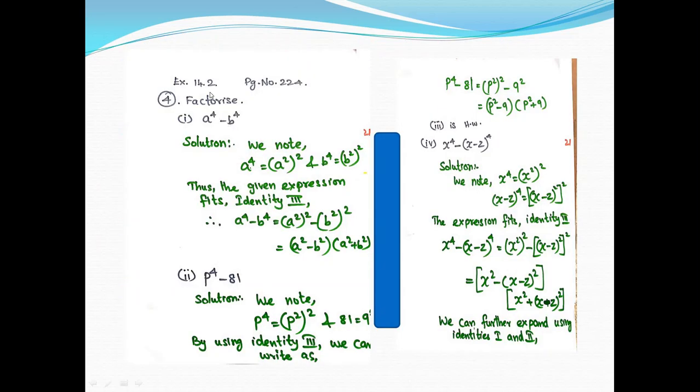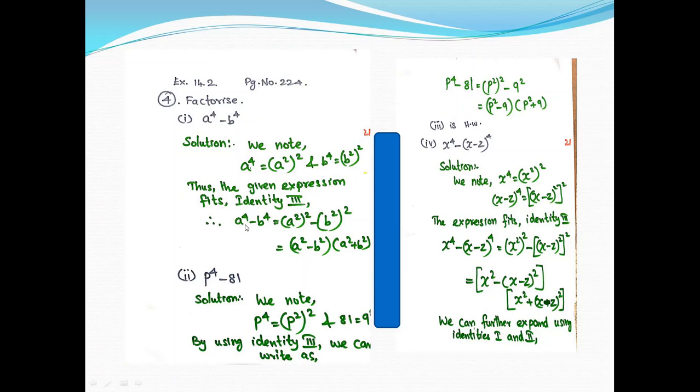So in exercise number 14.2, page number 224, we are in subdivision number 4, factorize. In that subdivision, the first one is a to the power 4 minus b to the power 4. The solution for this is, we note that a to the power 4 can be written as a square to the whole square, and b to the power 4 can be written as b square to the whole square. Thus the given expression fits the identity number 3.